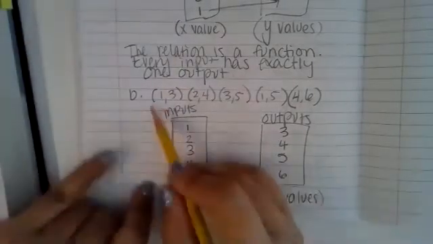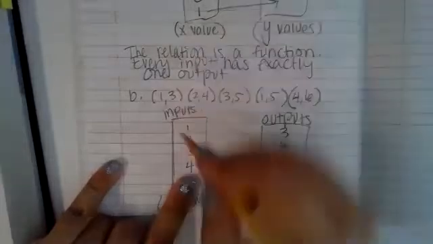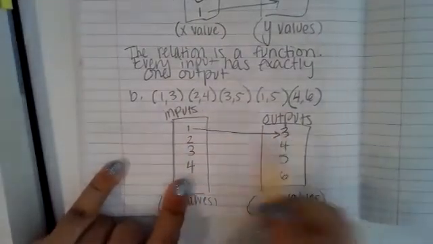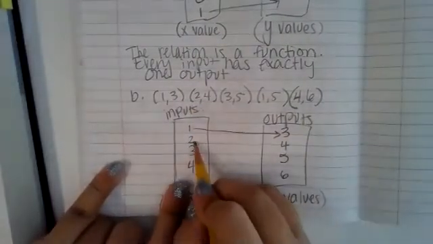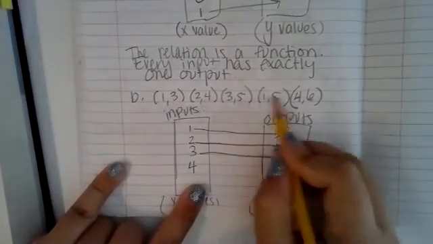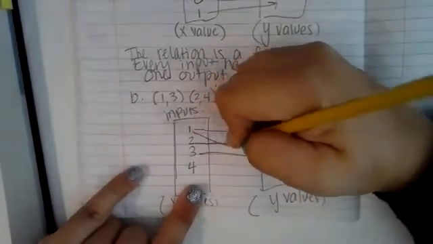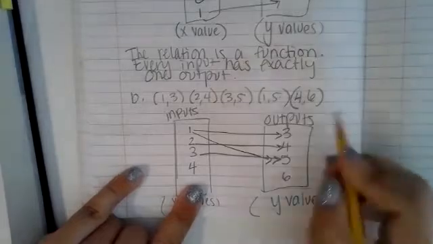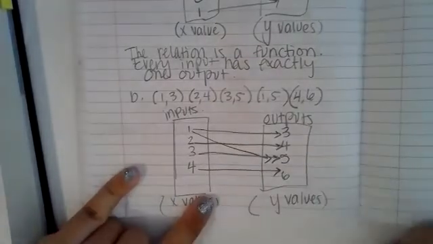Okay, so now I have 1, 3. So I have 1 and it's going to 3. I have 2, 4. I have 2, it's going to 4. I have 3, 5. I have 3, it's going to 5. I have 1, 5. So now I go back to 1 and it's going to 5. And then I have 4, 6.